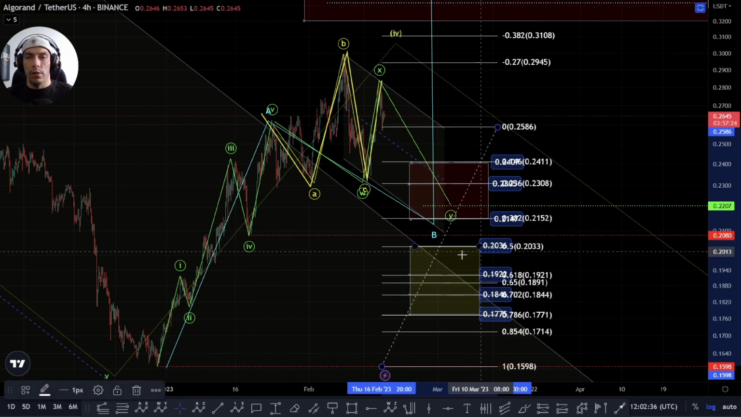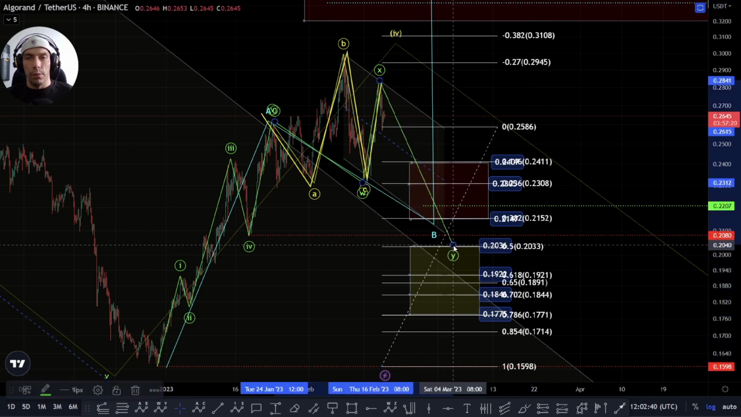We could see this push down as a Y wave towards this 50%. Sometimes, like I said, it's between that 382 and that 50% they like to target, depending on what structure develops in the Y wave here. If it's a zigzag, then potentially we could look for that 20 cent 33.